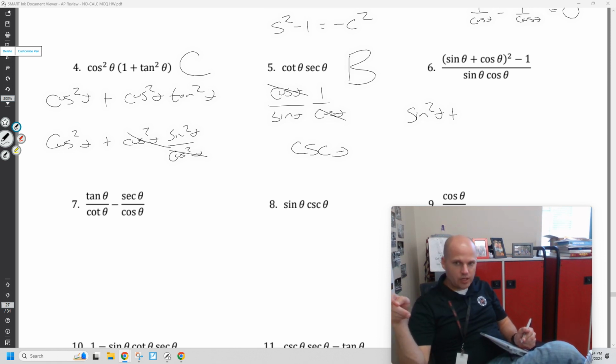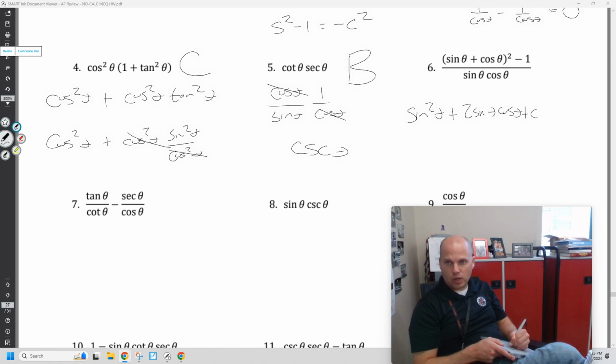I'll have a sine times a cosine, which will give me 2 sine theta cos theta. And then I also have a cos squared theta. So I do have a sine squared and a cosine squared. I also have a 2 sine cos, and then here I have a sine cos.